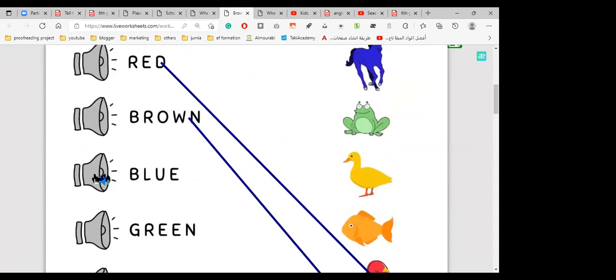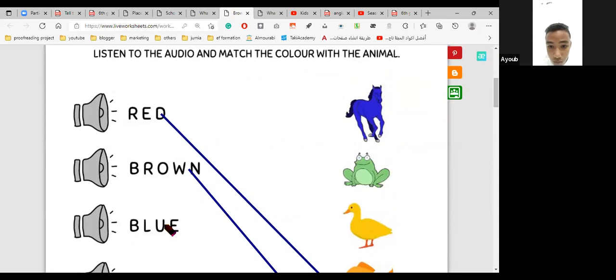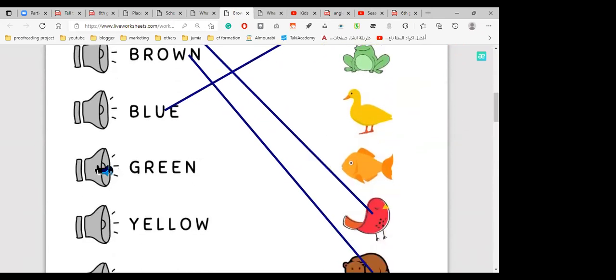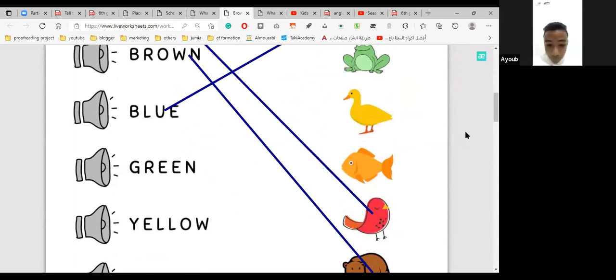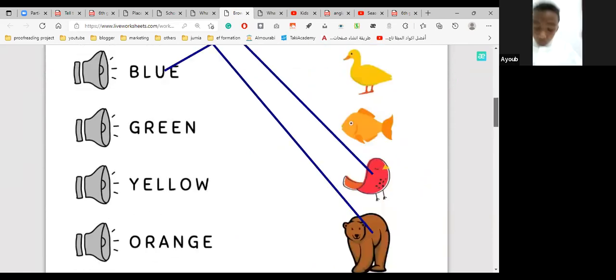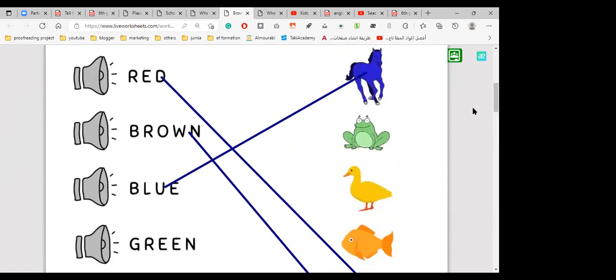Next one. Blue. Which animal is blue? The horse, very good. The horse is blue. Next one, we have the color green. So which animal is green? Where is the green animal? What's this? Do you know the name of this animal? This is a frog. So the frog is green.